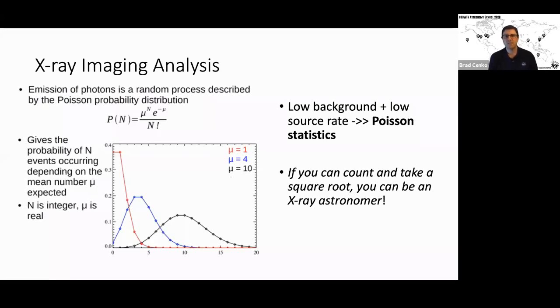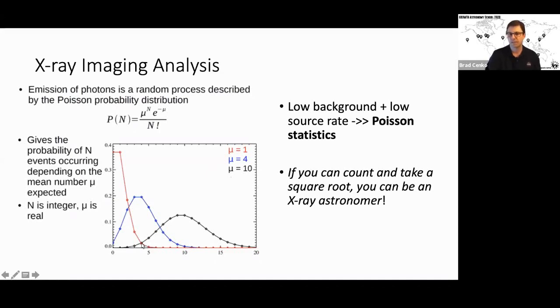And so the emission of photons we can treat as a random process that's described by a Poisson probability distribution. This gives a probability of n events occurring depending on the mean number expected. If we have a mean number mu expected, let's say we expect to detect one event in a given observation, then we can calculate using this simple formula what's the likelihood of us seeing 0? Oops, it's pretty high. What's the likelihood of us seeing 1? And then it falls off quite quickly after that.